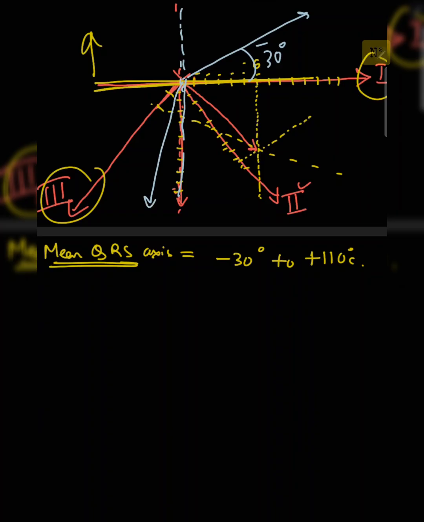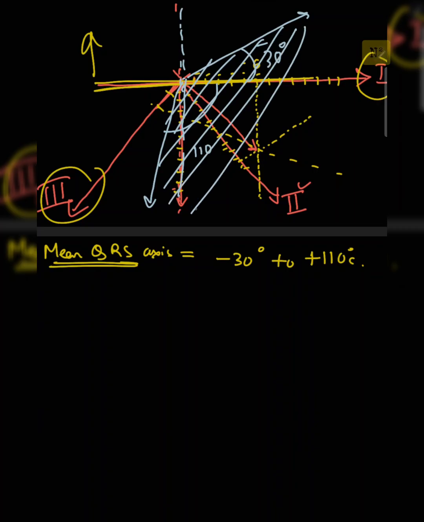This is supposedly 90, this is 110. So the mean QRS axis should be somewhere around here. This is called the normal axis or normal QRS axis. Now apart from that, we have a left axis deviation. Okay, left axis deviation.